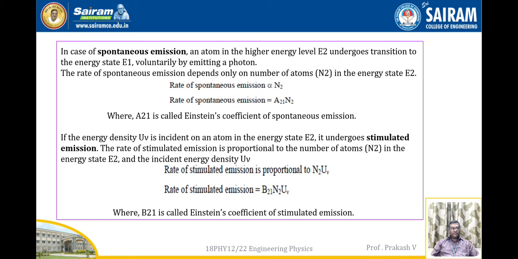If the energy density U mu is incident on an atom in the energy state E2, it undergoes stimulated emission. The rate of stimulated emission is proportional to the number of atoms, that is N2, in the energy state E2, and the incident energy density U mu. The rate of stimulated emission is proportional to N2 U mu, or the rate of stimulated emission is equal to B21 N2 U mu. Here B21 is the constant of proportionality, which is also considered as the Einstein coefficient of stimulated emission.